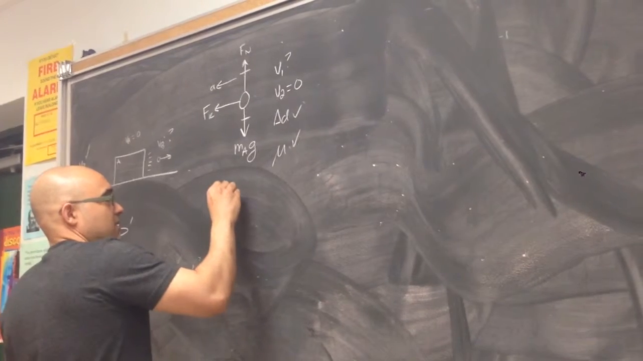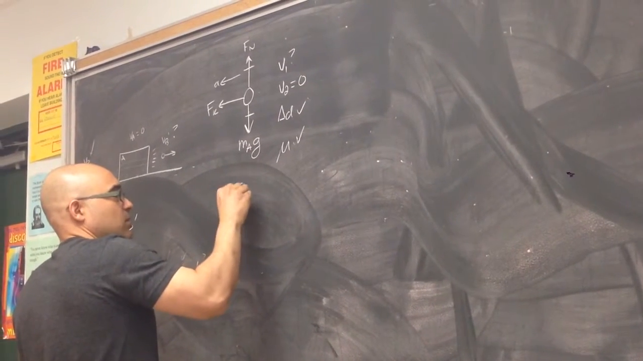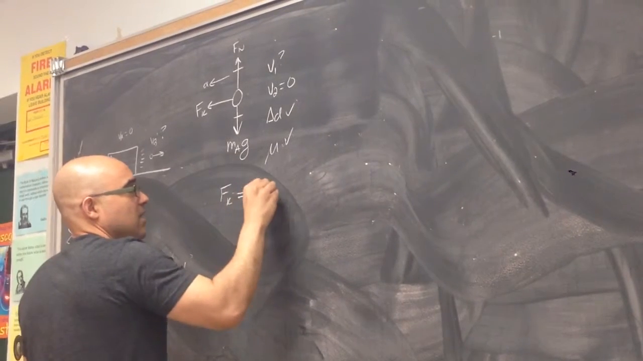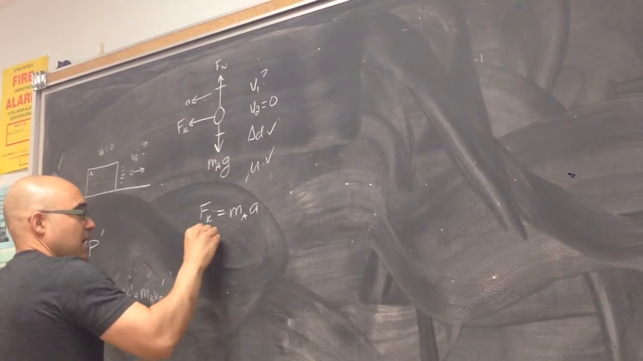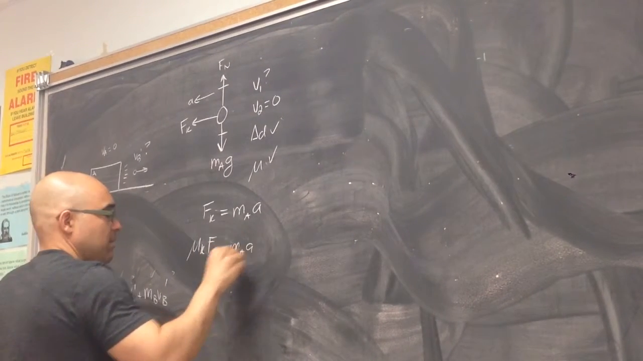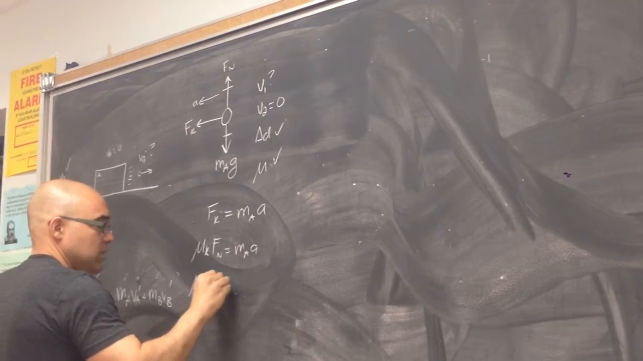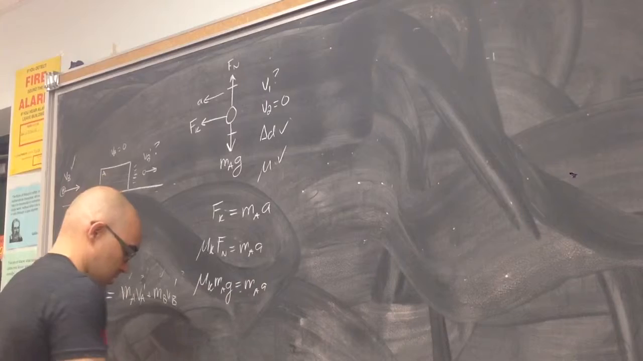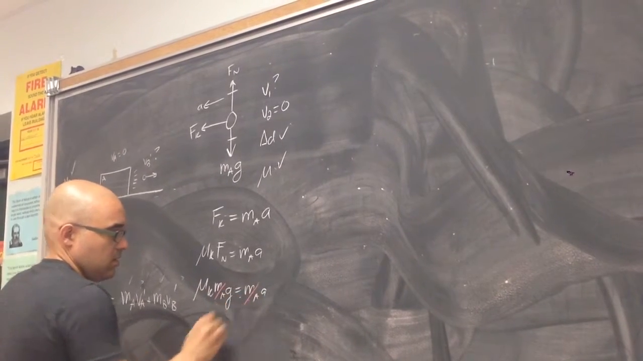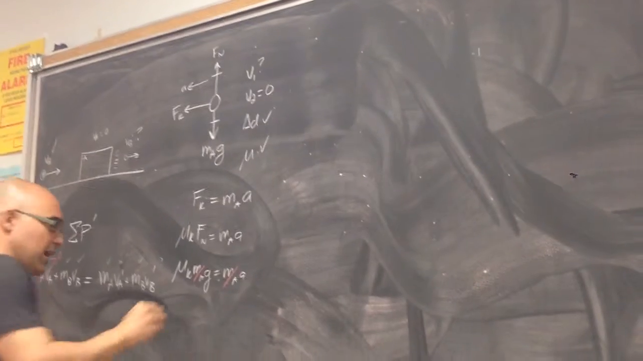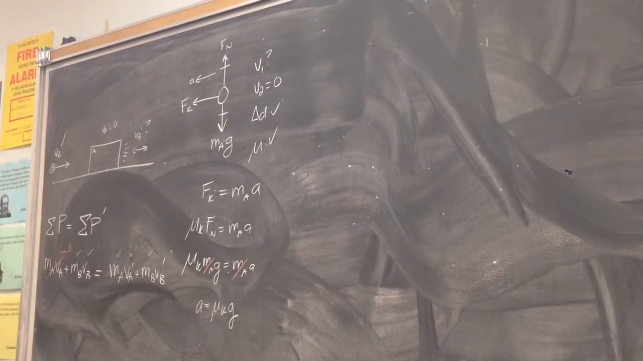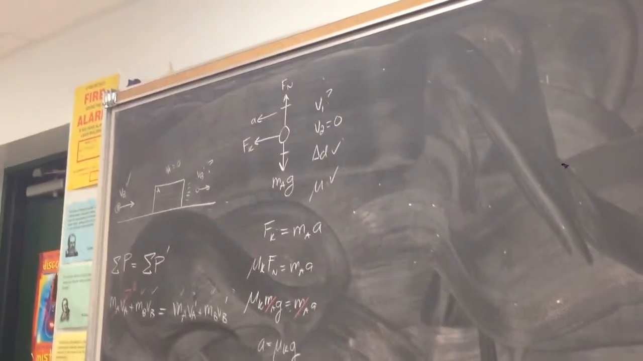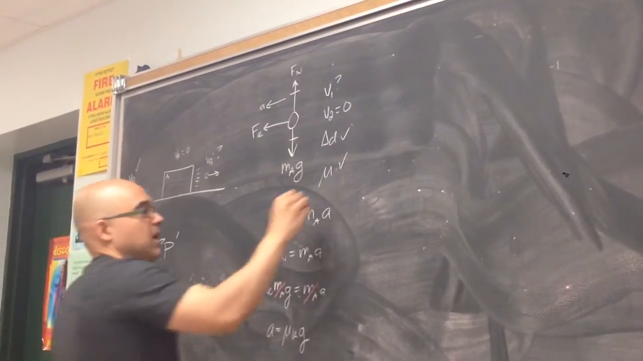So I've got my free body diagram here. Newton's second law says that the net force, which is just going to be that force of kinetic friction, equals the mass of this brick, A, times the acceleration. So this is mu_k Fn equals mAa, which is just mu_k mAg equals mAa. So those go away, and the acceleration of the brick is just mu_k g.